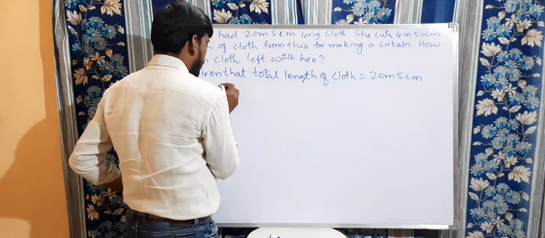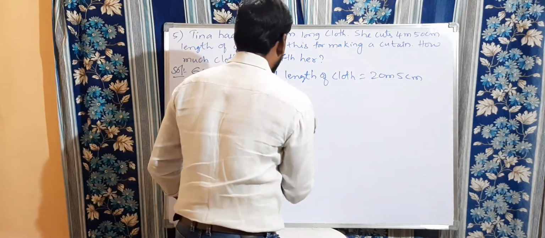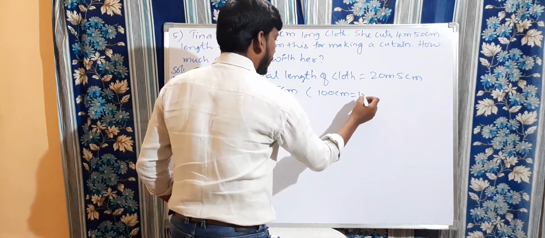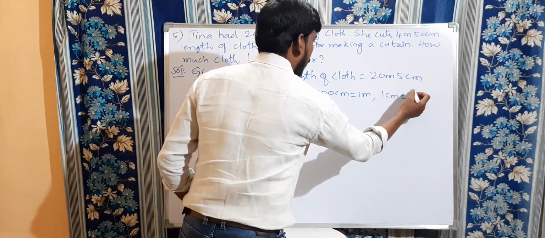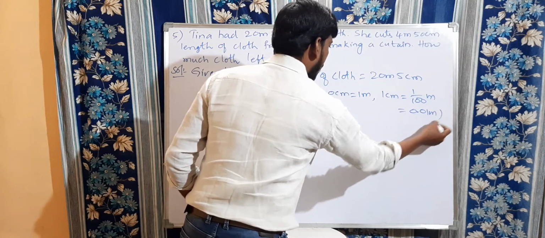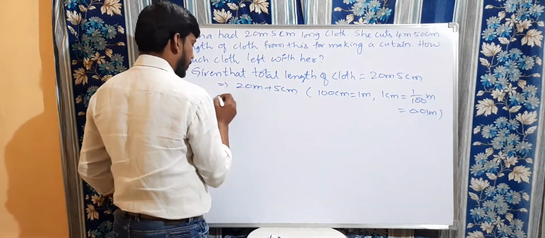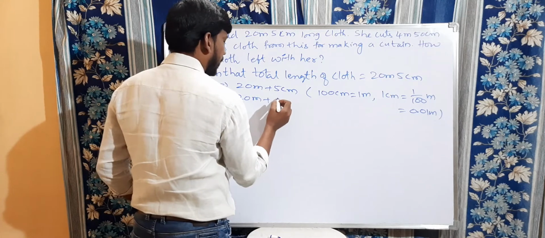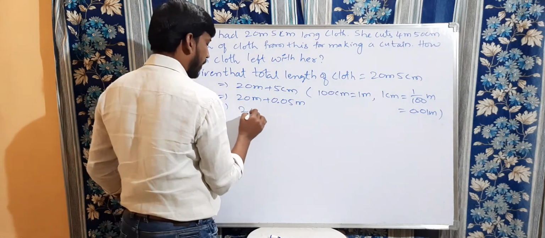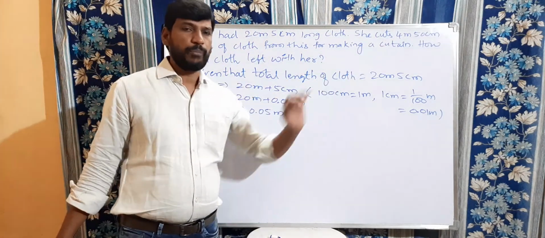Okay. So now, see this here, 20 meters plus 5 centimeters. We know that 100 centimeters is equal to 1 meter. Then 1 centimeter is equal to 1 by 100 meters. This is nothing but 0.01 meters. So here 5 centimeters is nothing but 5 by 100, that is 0.05 meters. Okay, 20 meters plus 0.05 meters, which is nothing but 20.05 meters of cloth totally. I converted everything into meters.